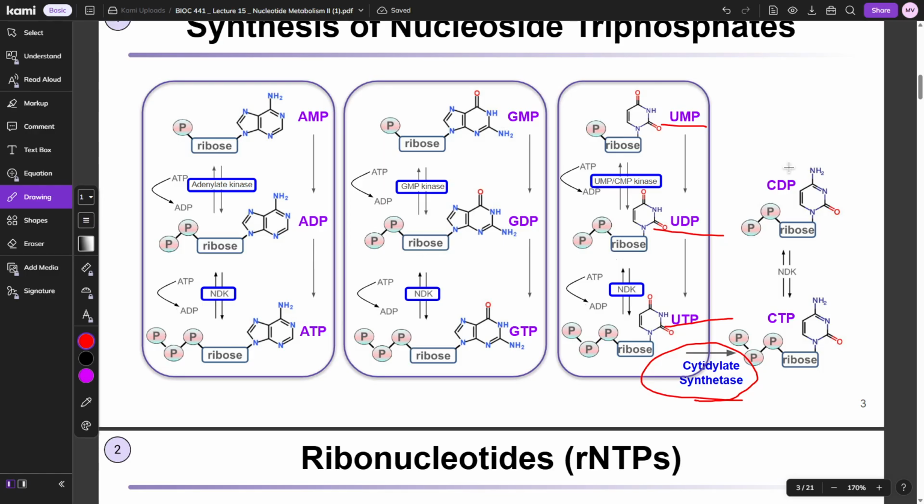Cool. And NDK is reversible, by the way. NDK goes both directions. So NDK can go to the triphosphate version or back to the diphosphate version.